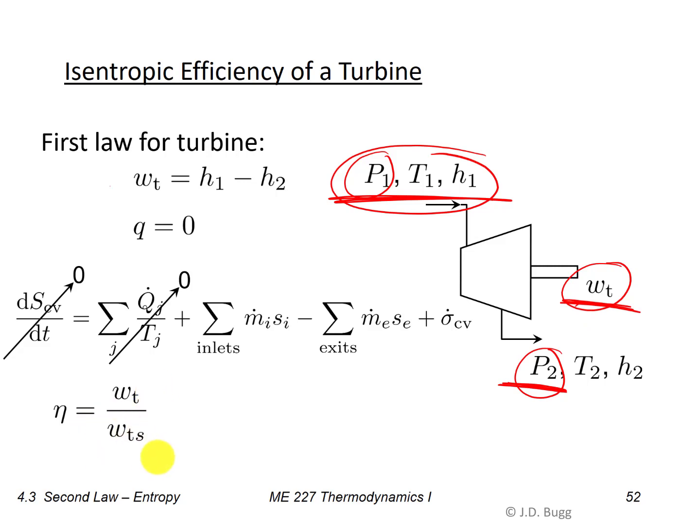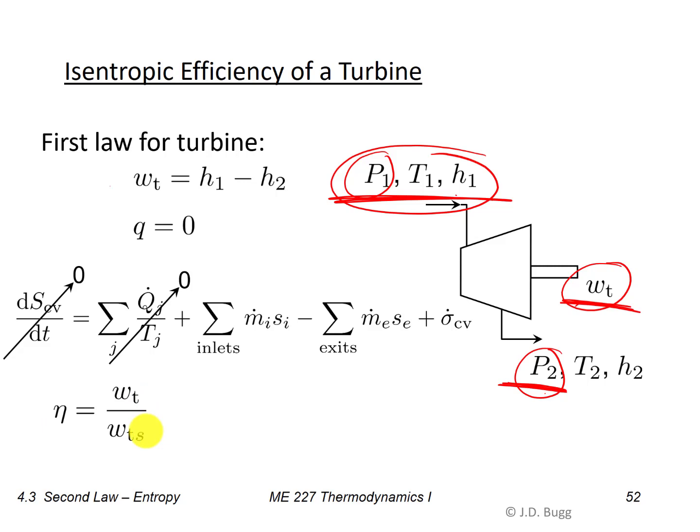Well, notice that the denominator here is always going to be bigger than the numerator, because an isentropic turbine will always produce more work than a real turbine when operating with the same inlet conditions and the same exit pressure. So this isentropic efficiency is always less than 1. If we happen to be looking at an isentropic turbine, then of course this efficiency would be equal to 1, because these two things would be the same.